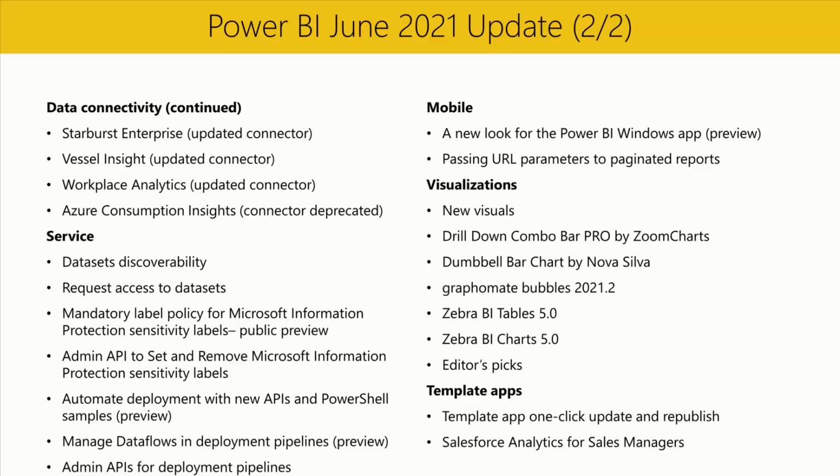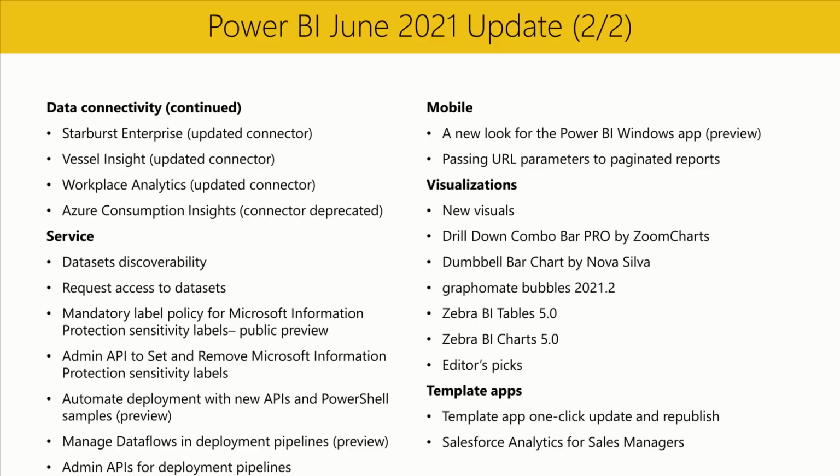ExcelandAccess.com. Updated this month are the Drill Down Combo Bar Pro visual by Zoom Charts, the Dumbbell Bar Chart by Nova Silver, the Graphimate Bubbles visual by Graphimate, the Zebra BI Tables visual by Zebra BI, and the Zebra BI Charts visual by Zebra BI. More information on all of the new and updated visuals can be found on our blog and in their respective links in the video description below.